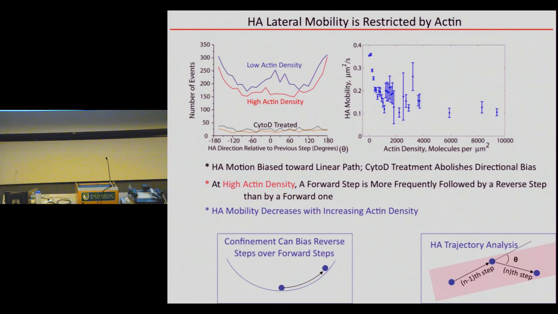But in high actin density regions, they're less likely to keep going, and they're more likely to bump into something and reverse. And the mobility declines as a function of increasing actin density, again suggesting that the HAs are interacting with the actin. They're moving along the actin-rich regions, but they may be bumping into things as they do so. So consistent with the idea of a confinement.